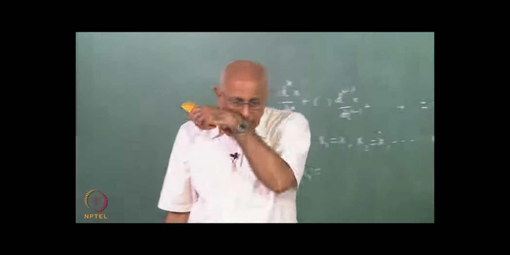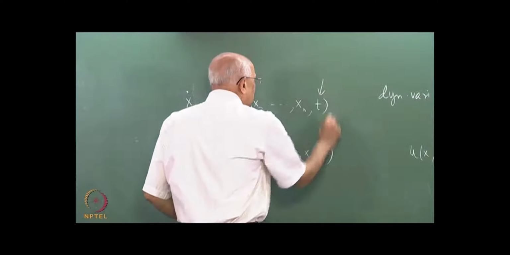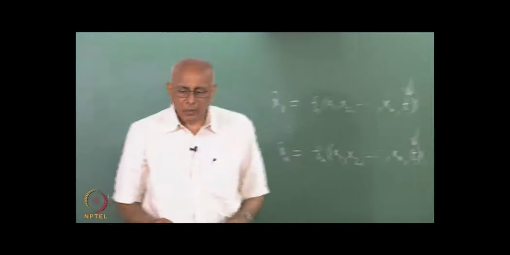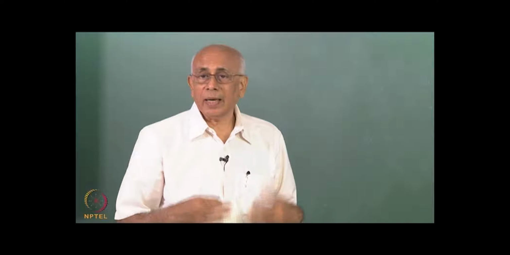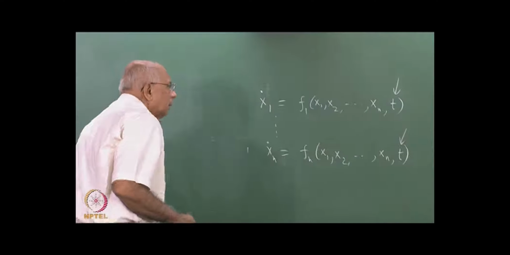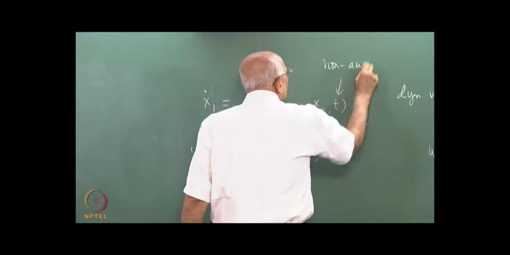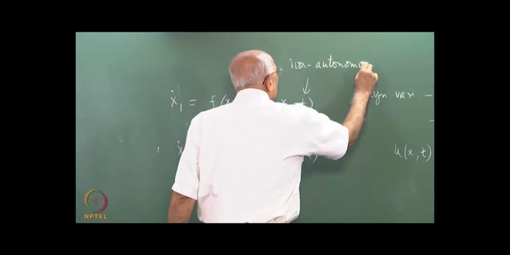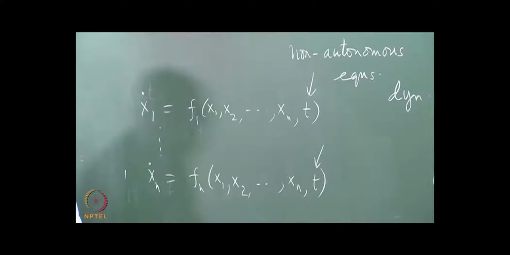Okay. The second thing we notice about this set of equations is that there is a t explicit in these functions here, which means the rules by which these dynamical variables evolve are themselves changing with time. So the system is not stationary in that sense, there is an explicit t dependence, and such equations are called non-autonomous. And the system is a non-autonomous one.